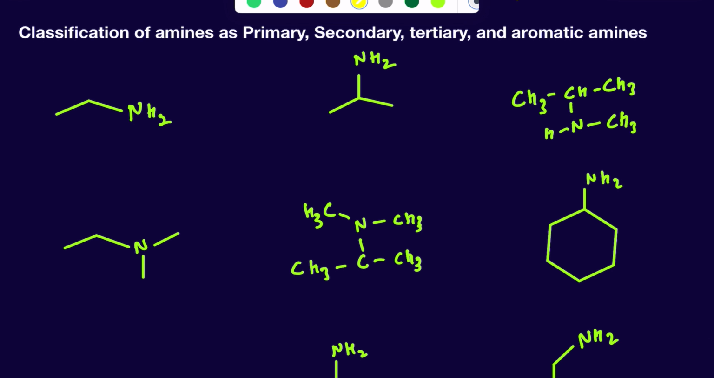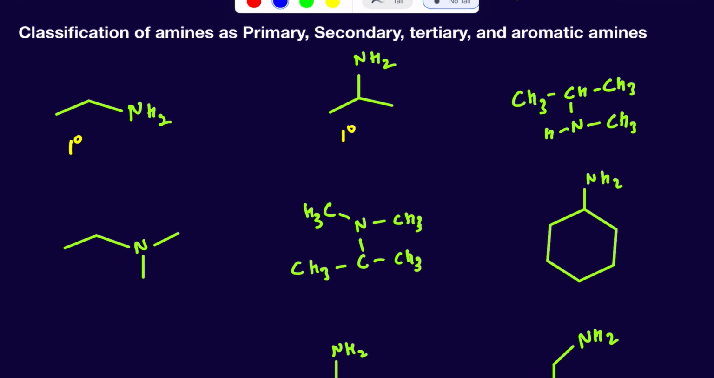So let's try some of these questions here where you're just trying to figure out whether it's a primary, secondary, tertiary, or aromatic amine. Starting from the first one, I can see on the left side I get an R group. I do have two hydrogens connected with that nitrogen, so this would be categorized as a primary amine. Let's look at the second one here. Again, I've got two hydrogens connected to the nitrogen, and I only have one R group, so that would still be a primary amine.